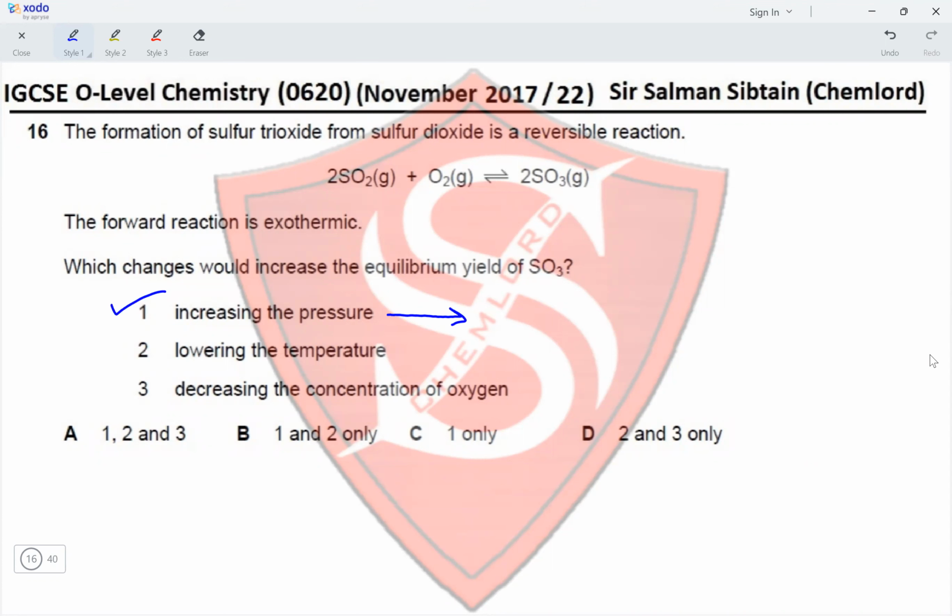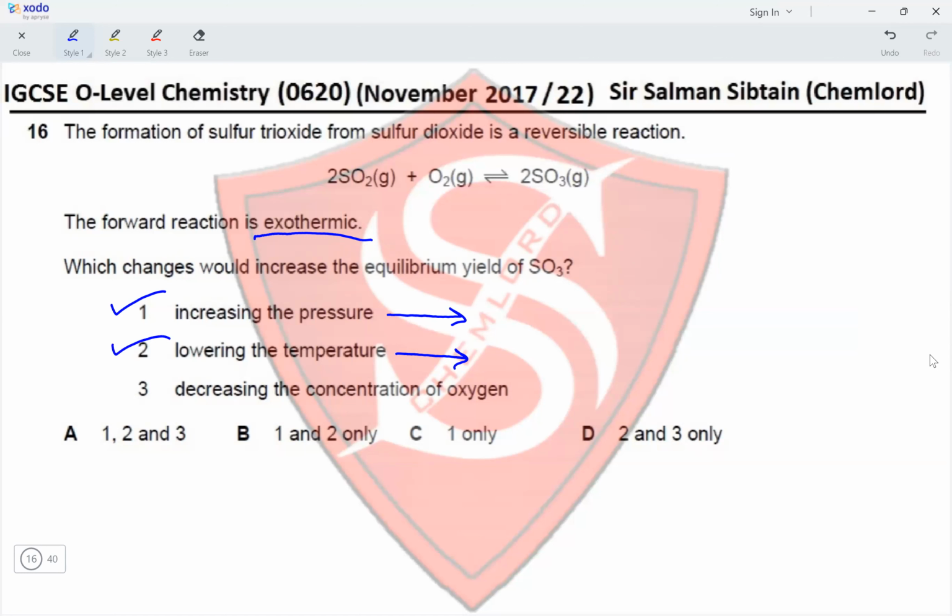Lowering the temperature. A decrease in temperature favors the exothermic side of the reaction. Since the question itself states that the forward reaction is exothermic, lowering the temperature will favor the forward reaction, increasing the equilibrium yield of SO3. So this is correct as well.